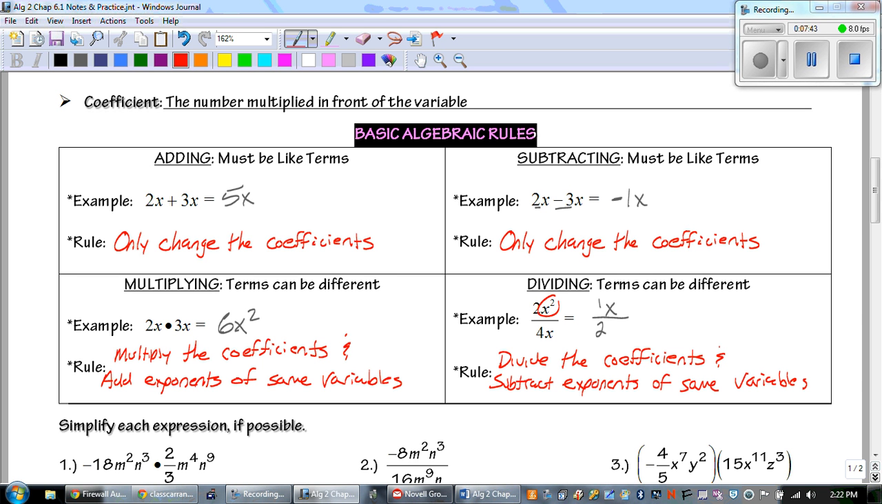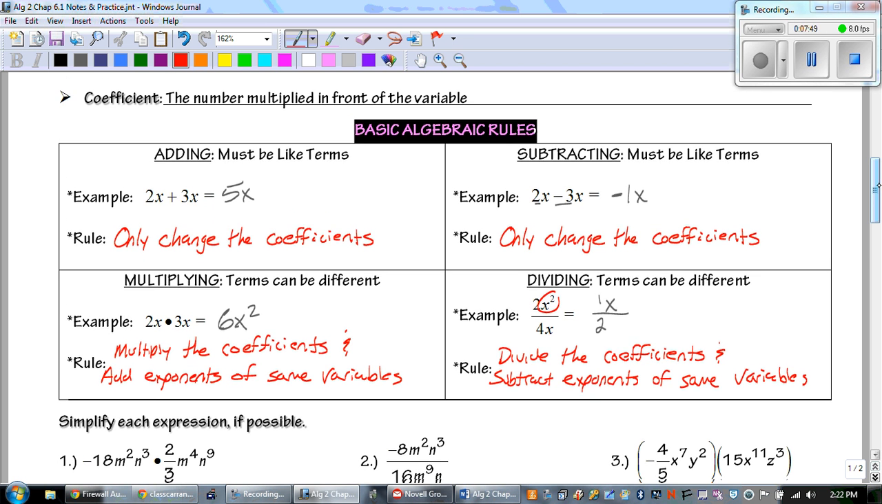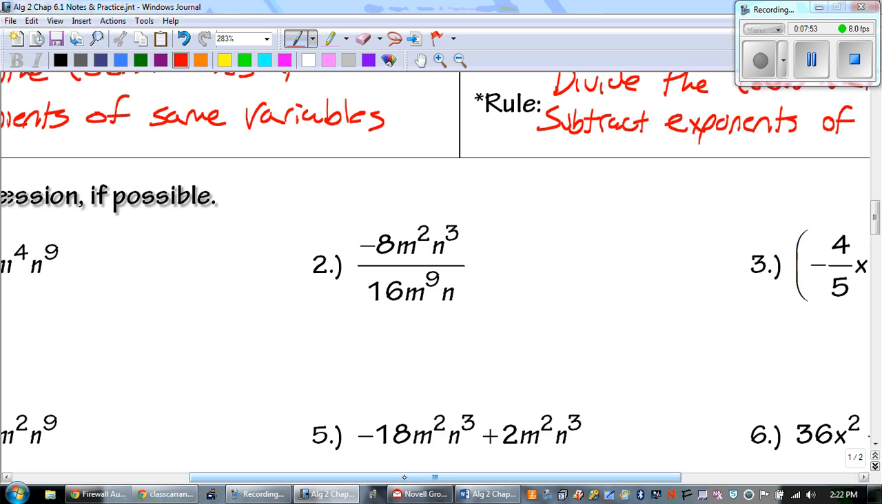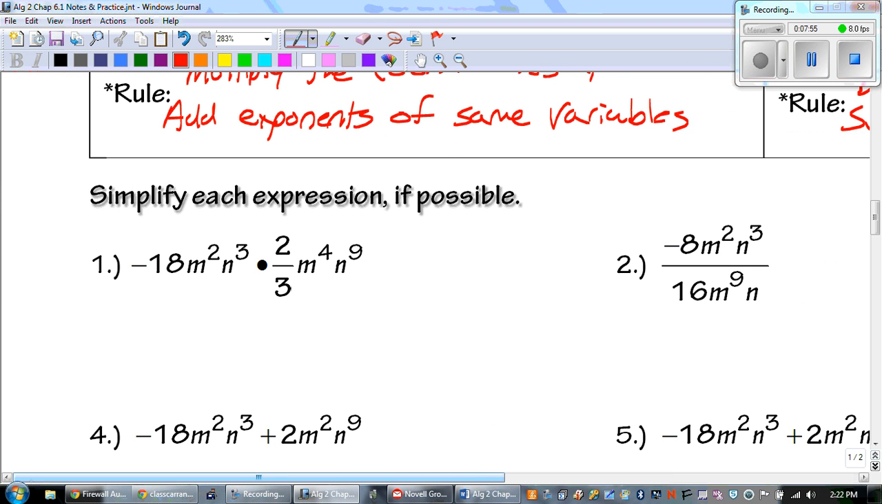Now the rest of these are just going to be examples to help reinforce these rules. Some I'm going to make you do on your own, some we're going to do together. So simplify each expression if possible. Always look to see what operation we have. We have multiplication, so that means we need to multiply the coefficients.